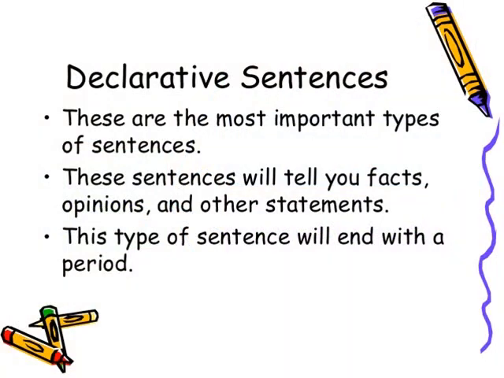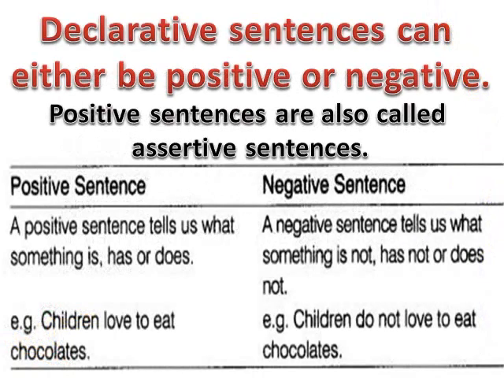Declarative sentences. A declarative sentence declares or states a fact, arrangement, or opinion. It is written in the form of a statement and it always ends with a full stop. Declarative sentences can either be positive or negative.